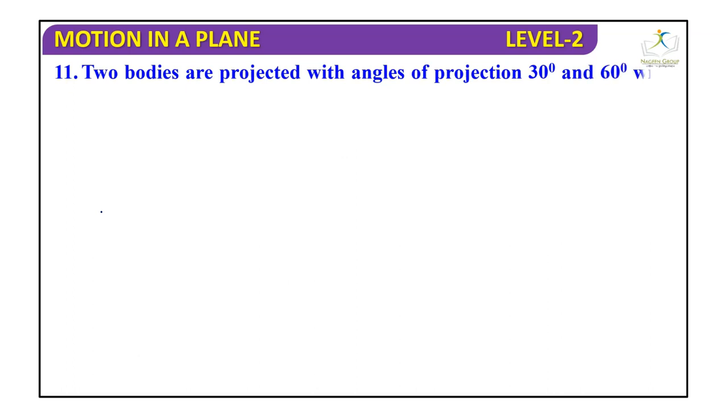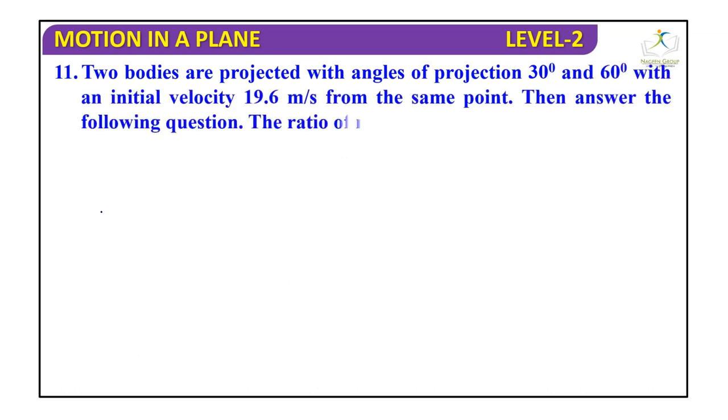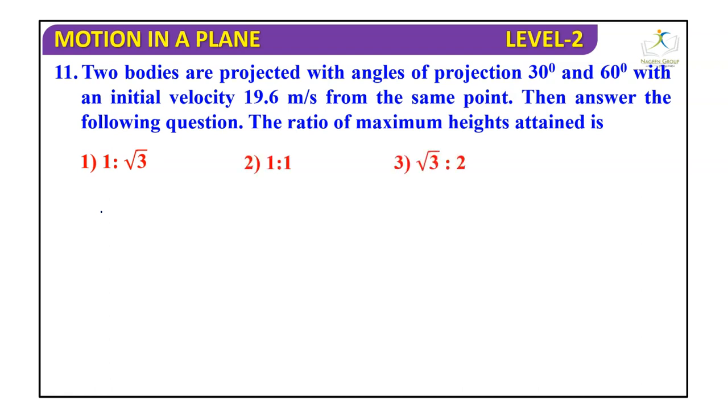Next question we have: two bodies are projected with angles of projection 30 degrees and 60 degrees with an initial velocity of 19.6 meter per second from the same point. Then answer the following question: the ratio of maximum heights attained is 1 ratio root 3, 1 ratio 1, root 3 ratio 2, or 1 ratio 3.